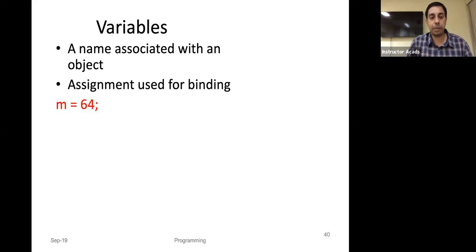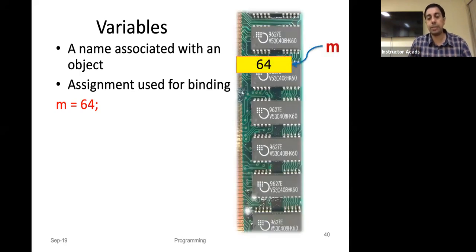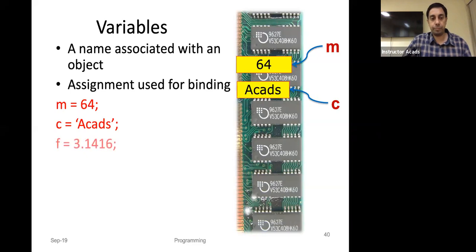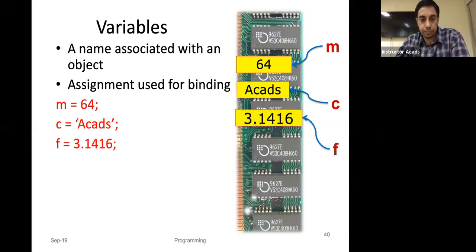Okay. So when you have an expression like m equal to 64, okay, that semicolon is probably not there. But if you just look at m equal to 64, 64 is the number, it's an int that you associate with the variable m. So you can imagine that your computer has a memory, and somewhere in your memory, you store the number 64, and that value 64 will be associated with the name m inside your program. Similarly, you can say c equal to the string acads, f equal to a floating point number 3.1416, and so on.